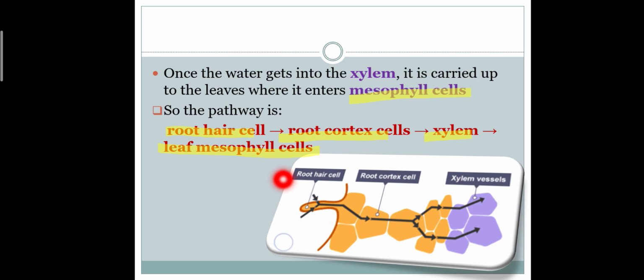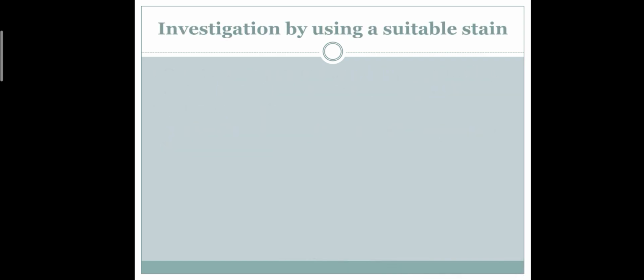As in this diagram, we can see that here are the root hair cells and here are the root cortex cells, and there are the xylem vessels. So the pathway of water is from root hair cells to the root cortex cells to the xylem vessels, and then from xylem vessels to leaf mesophyll cells.